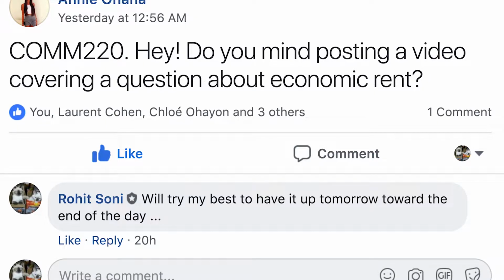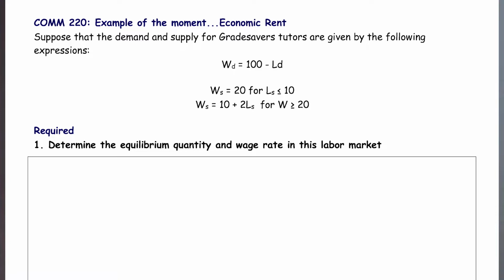So here I was asked a question for COMM 220, analysis of markets. Let's have a look. "Hey Ro, can you cover an example involving economic rent?" The truth is, I really like this question, and that's simply because I'm pretty confident that it's going to show up on your midterm this Sunday. And so the best way to tackle this concept is perhaps by trying out an example. So I've created an example for you guys. Let's have a look. It's the example of the moment.